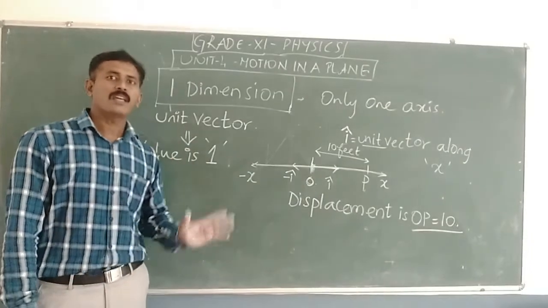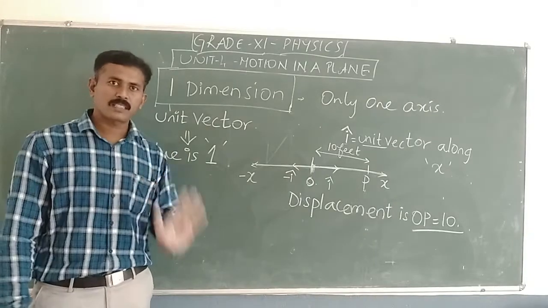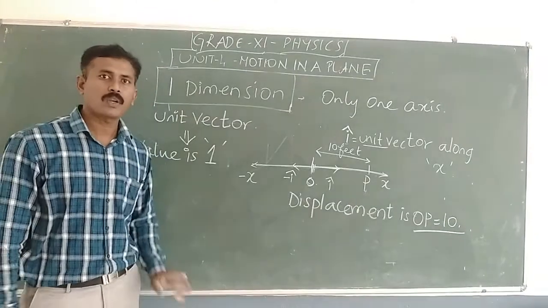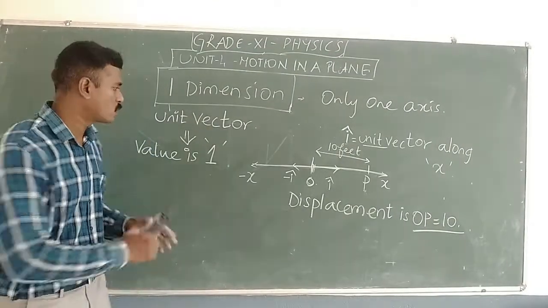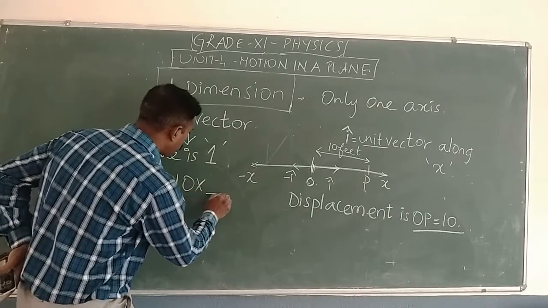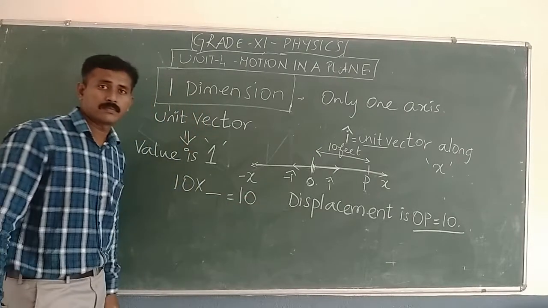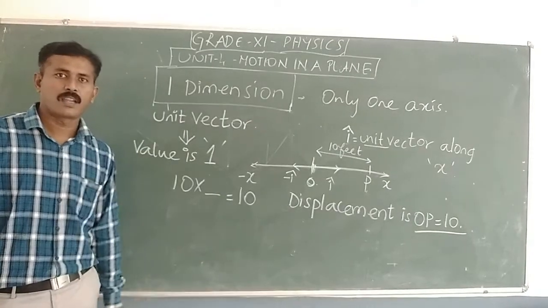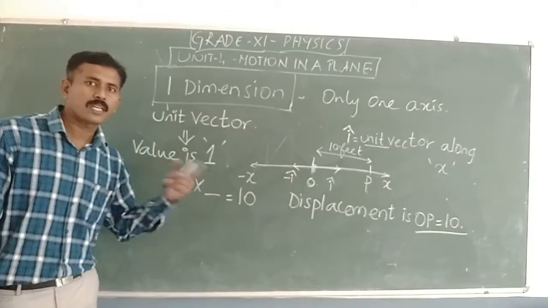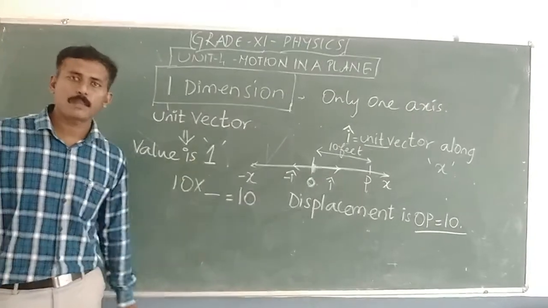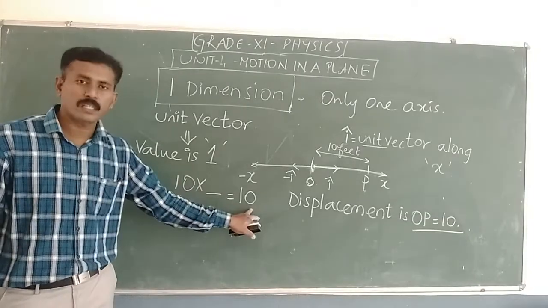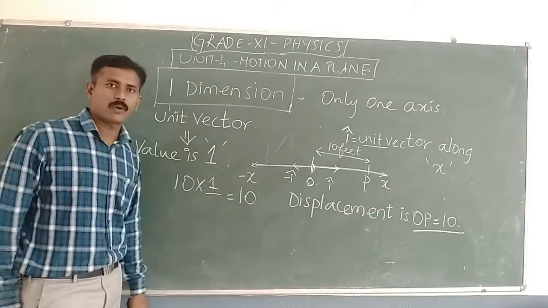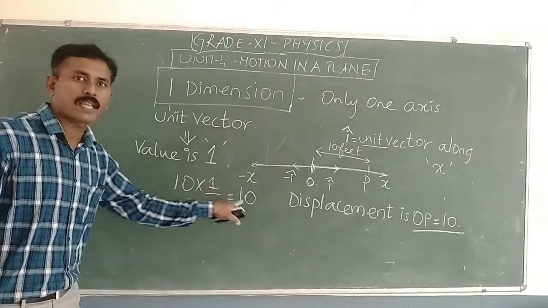So I should place a vector to represent a direction such that the magnitude of the vector should not get affected. So only I am placing a unit vector. A 10 multiplied by a number should give only 10, and also it should show the direction. So what number should I multiply? What is the number that will give the 10 when I multiply it by 10? Obviously it is 1. Okay. So when I multiply 10 with 1, I will get 10.